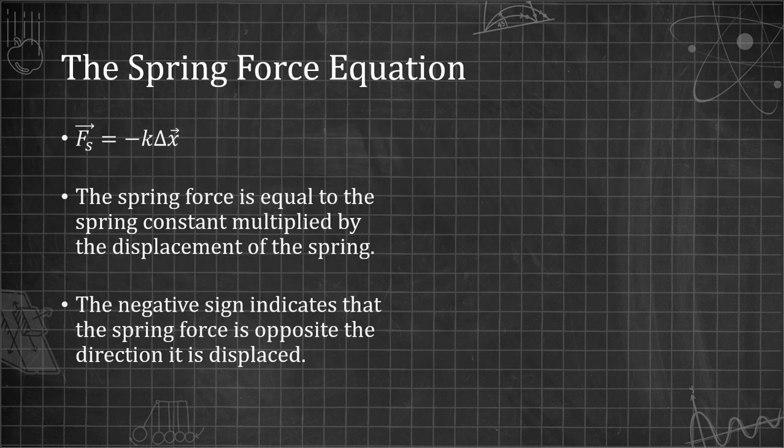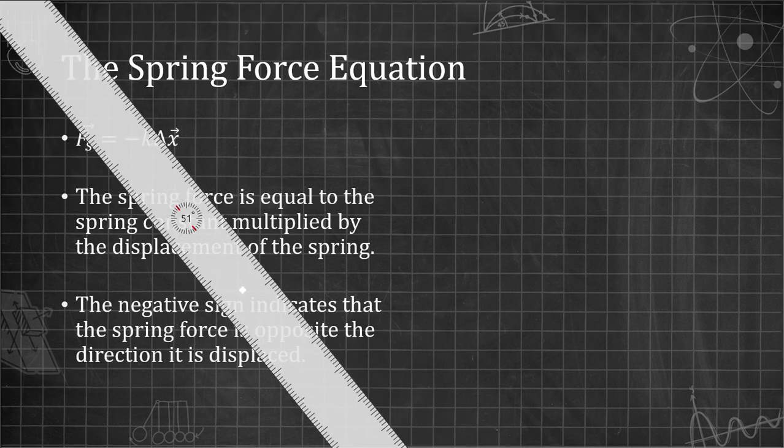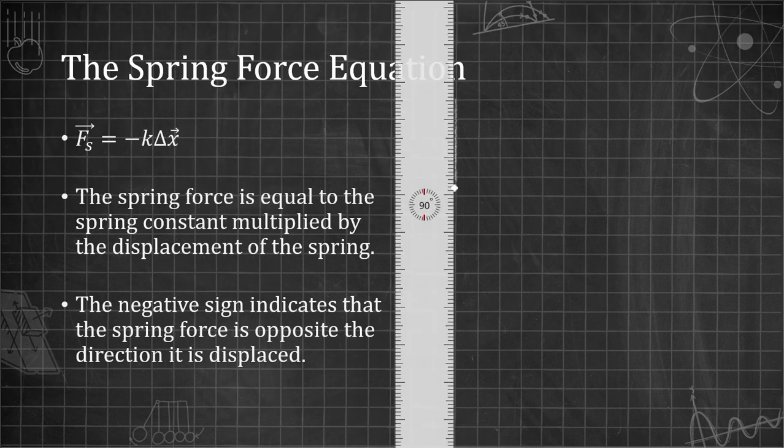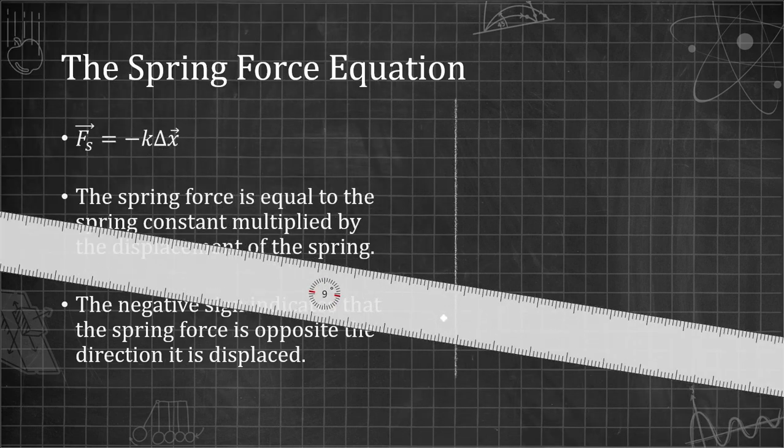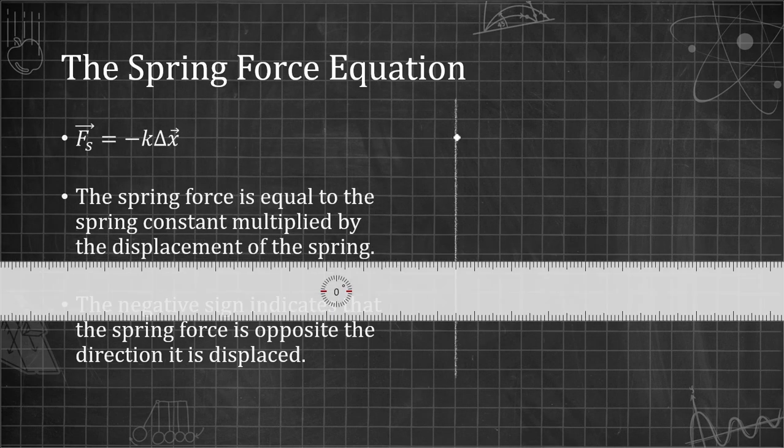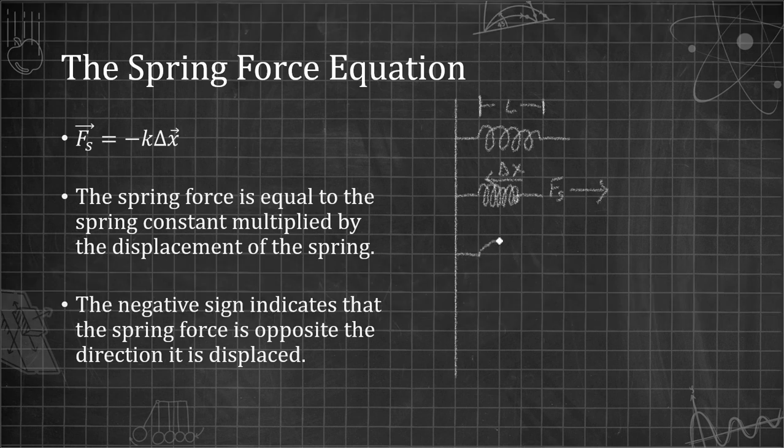So to introduce the equation, the spring force is equal to the negative K times delta x. So the spring force is equal to the coefficient multiplied by the displacement of the spring. The negative sign is indicating that whatever direction you displace it, the spring force is going to point opposite of that direction, which aligns nicely with our definition where if we pull a spring, then the displacement might be positive. Therefore, the force is going to be negative, so it's going to point in the opposite direction. And vice versa for if we compress a spring, then the force is going to push instead of pull.